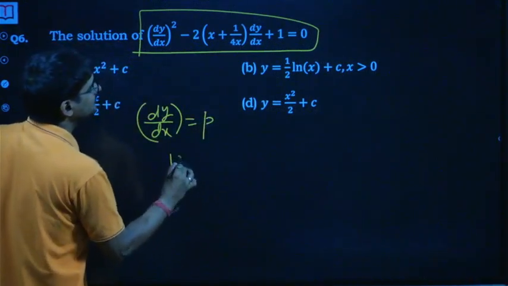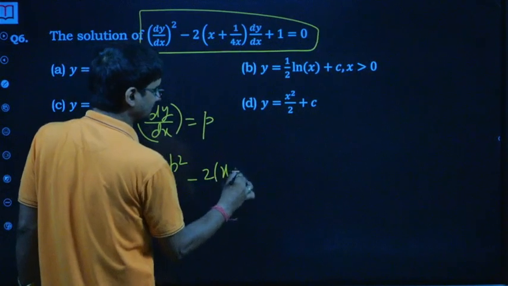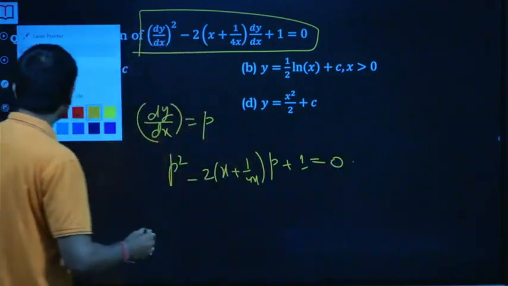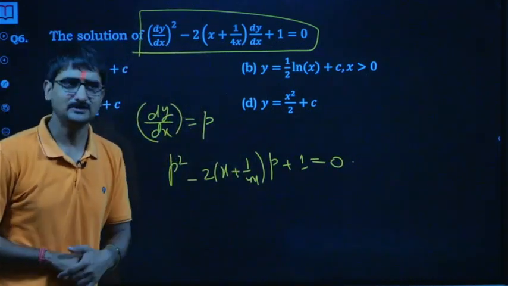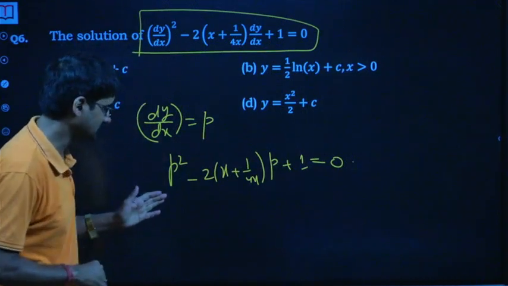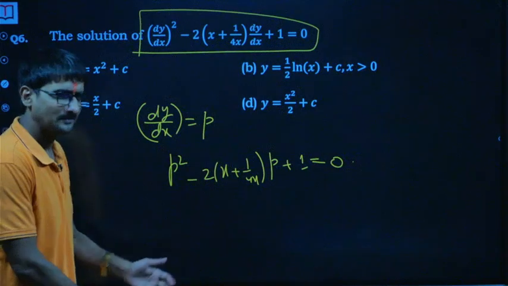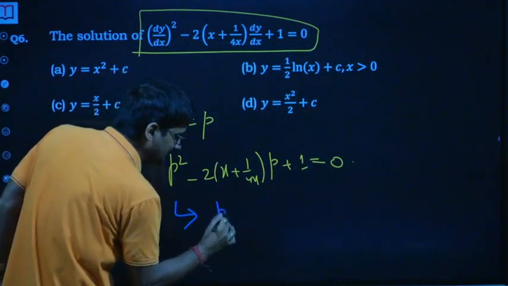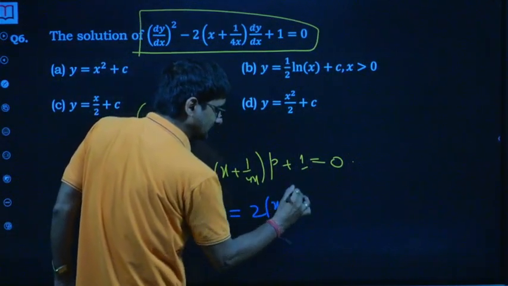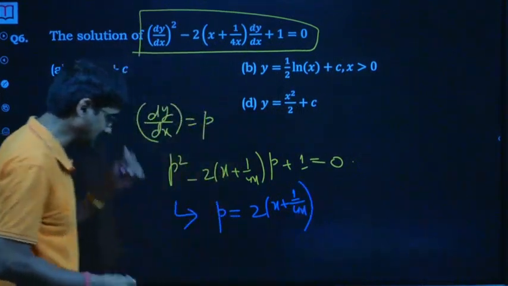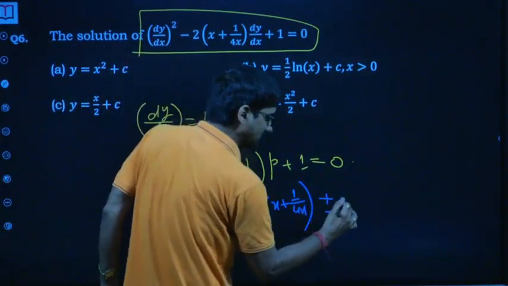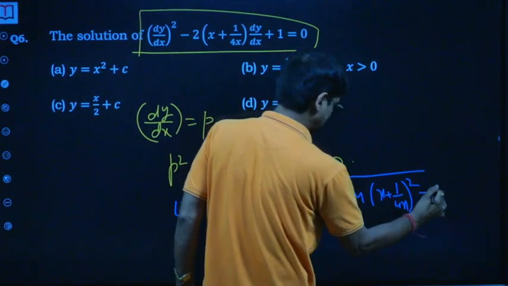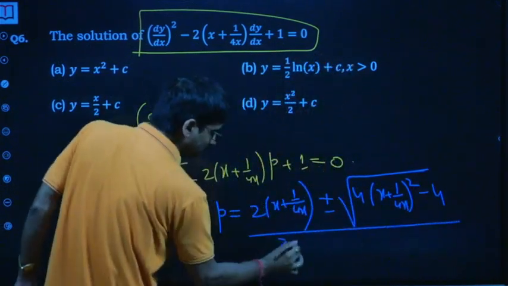I just replaced it with p. So I wrote it as p square minus 2 times (x plus 1 by 4x) p plus 1 equal to 0. Then I thought about getting the value of p, applying the Shridhar-Acharya formula. So p is 2 times (x plus 1 by 4x) plus minus under root of 4 times (x plus 1 by 4x) whole square minus 4, upon 2.